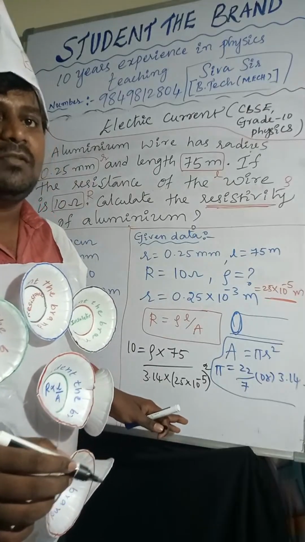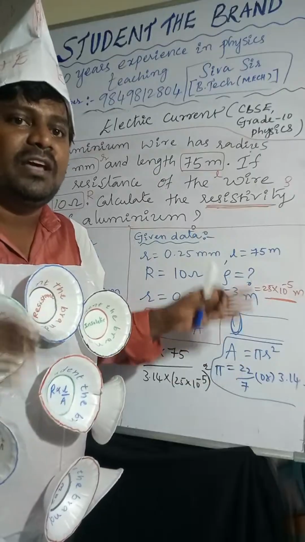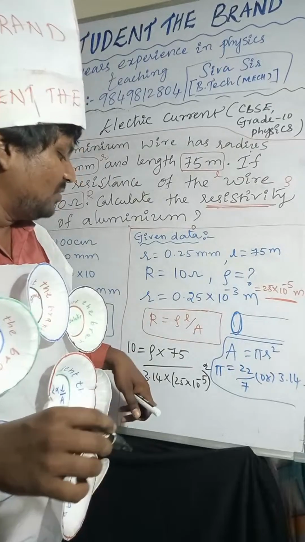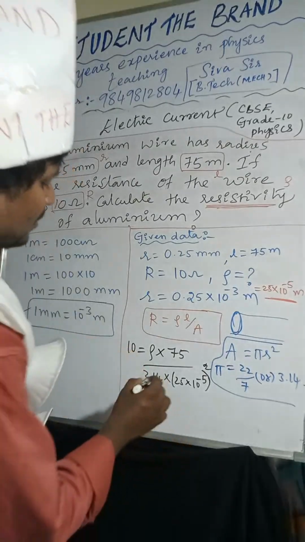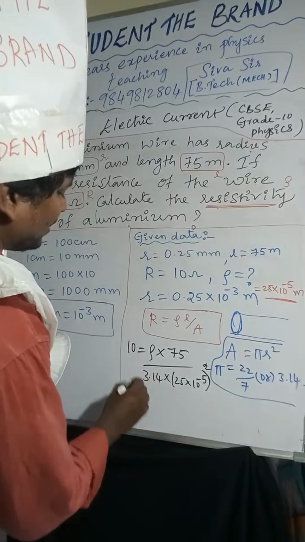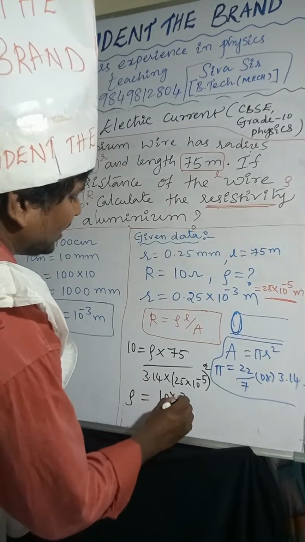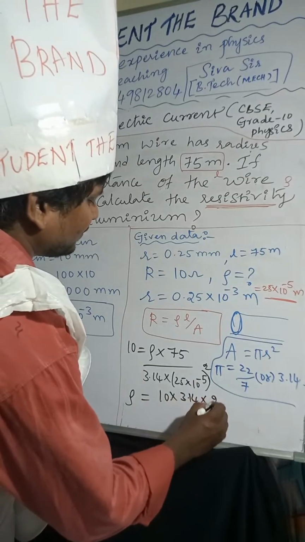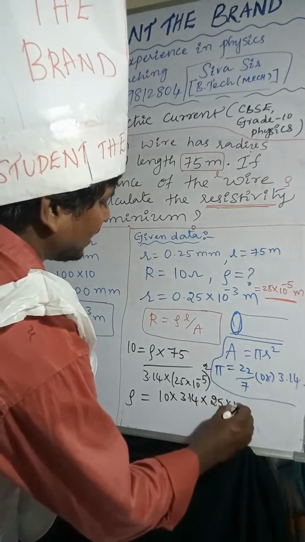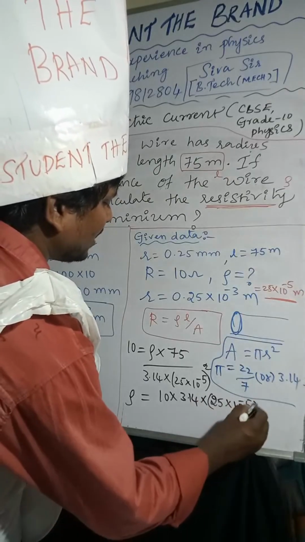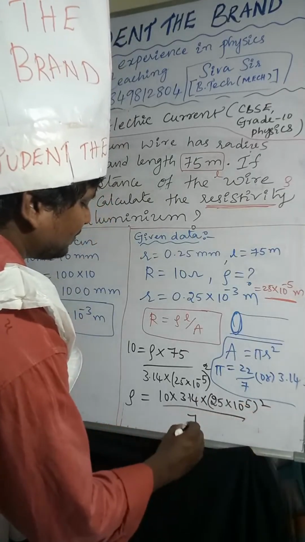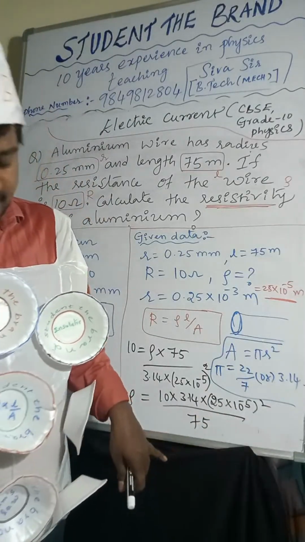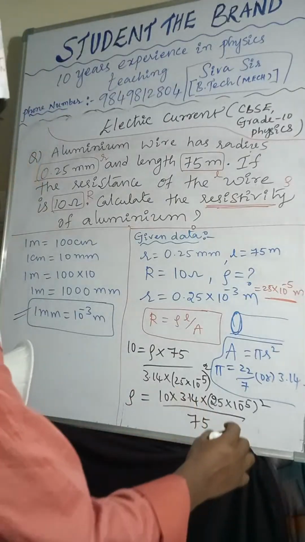Very, very important. Calculation. So rho equals 10 into 3.14 into 25 into 10 power minus 5 whole square by 75. If you solve this one, they're asking about the resistivity.